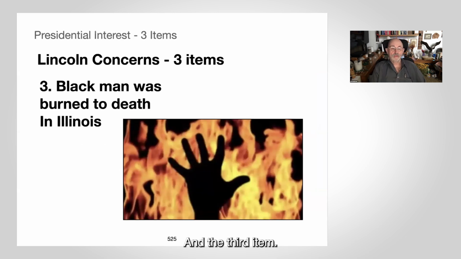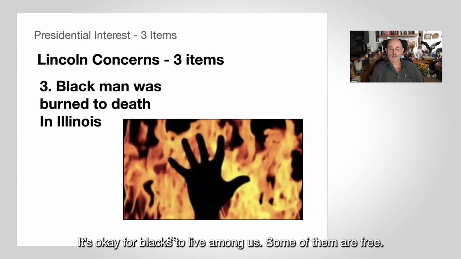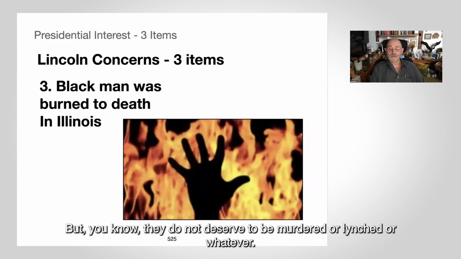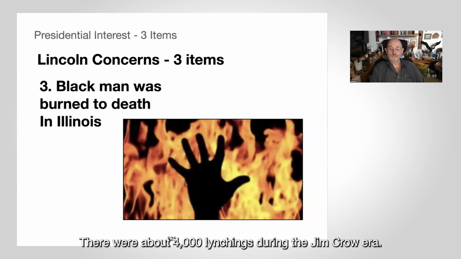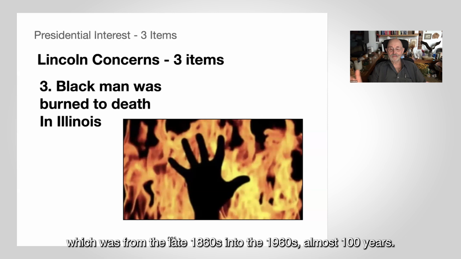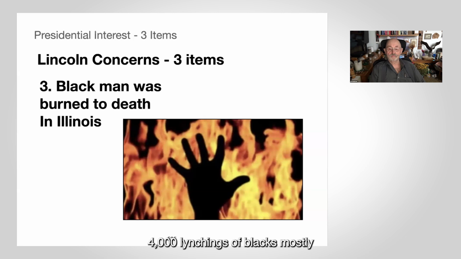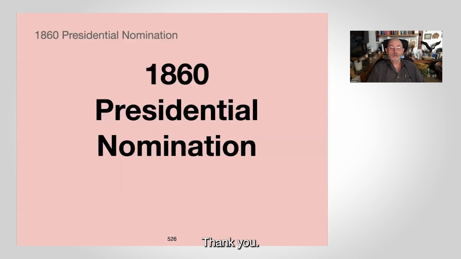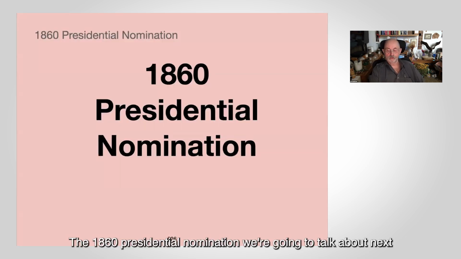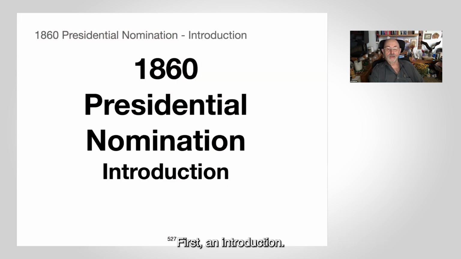And the third item, a black man was burned to death in Illinois, and Lincoln was concerned about this. It's okay for blacks to live among us. Some of them are free, but they do not deserve to be murdered or lynched or whatever. There were about 4,000 lynchings during the Jim Crow era, which was from the late 1860s into the 1960s, almost 100 years. 4,000 lynchings of blacks, mostly throughout the South. The 1860 presidential nomination we're going to talk about next. First, an introduction.